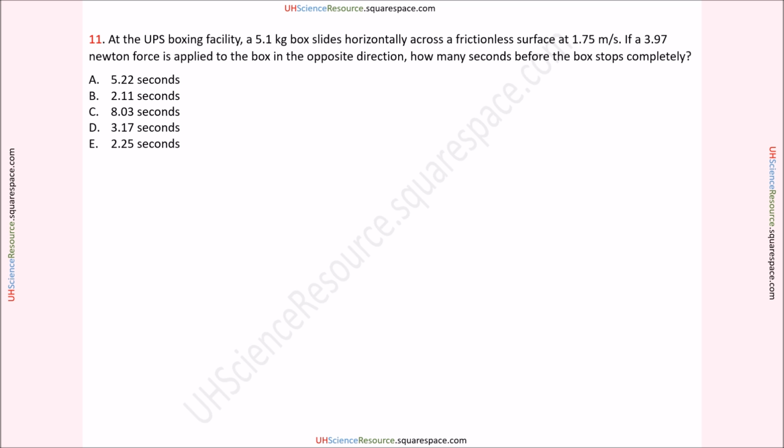This is question number 11. It says, at the UPS boxing facility, a 5.1 kilogram box slides horizontally across a frictionless surface at 1.7 meters per second. If a 3.97 Newton force is applied to the box in the opposite direction, how many seconds does it take before the box stops completely?